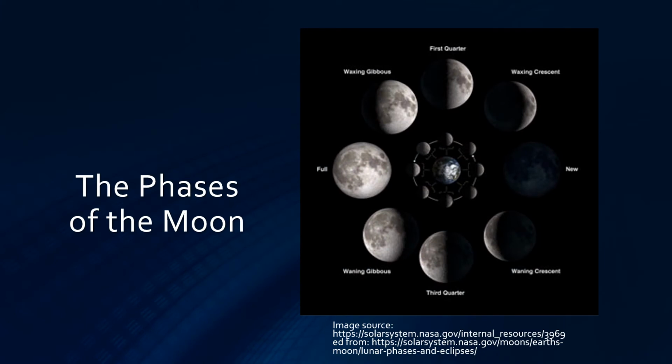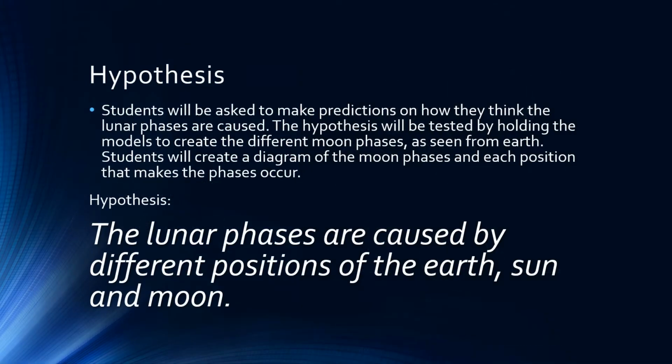Here is an image of the 8 different phases of the moon sourced from the NASA website. Students will be asked to make predictions on how they think the lunar phases are caused and will be tested using the models. The hypothesis for this experiment is that the lunar phases are caused by different positions of the Earth, Sun and Moon. I've also noted here that students will create a diagram of the moon phases and each position that makes the phases occur. This is an optional extra that I added in as I created a little model.